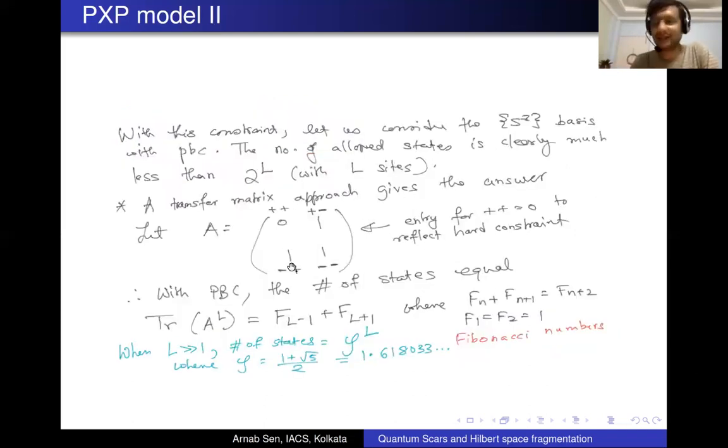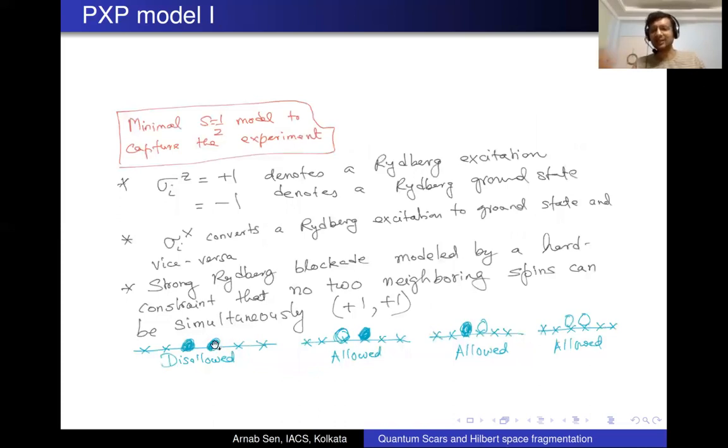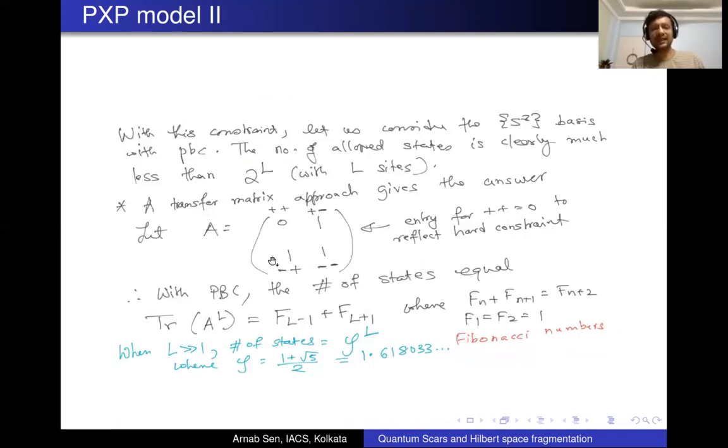So now this is a fun counting problem, which I will encourage people to just think about if it's not immediately obvious. I have already indicated how to solve this counting problem. So now you start with a ring with capital L spins. Suppose you didn't have this constraint and I asked you how many states are allowed in the Hilbert space. The answer is very simple, 2^L, because the local Hilbert space dimension is 2. So you just exponentiate that and you get 2^L. But now there is this constraint, that no two neighboring spins can be simultaneously plus one, plus one. So obviously the number of allowed states in your Hilbert space is much smaller than 2^L. That's intuitively obvious.